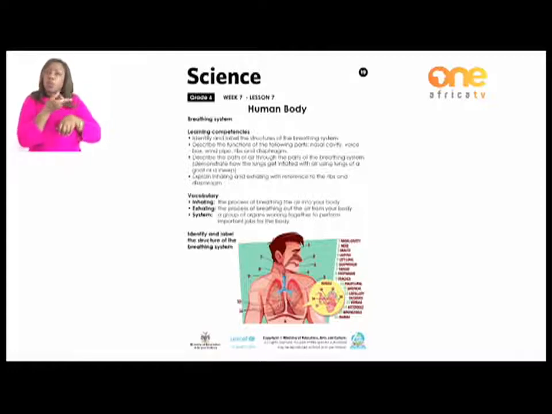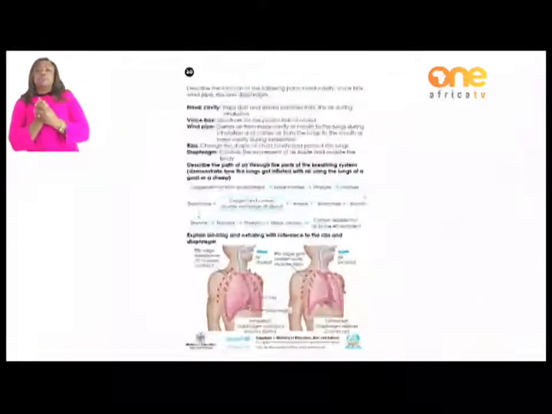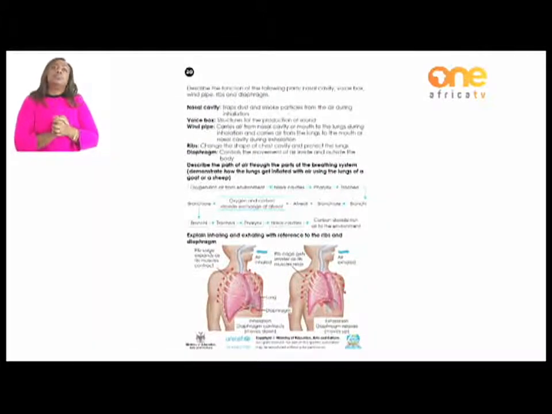Okay? So we continue on page 20. On page 20, we are going to look at the main functions of the main parts of the breathing system. On the previous page, we looked at different parts, but we made it broader for you to have a broader understanding of the breathing system. But now we're specifically looking at the main parts of the system and their functions.